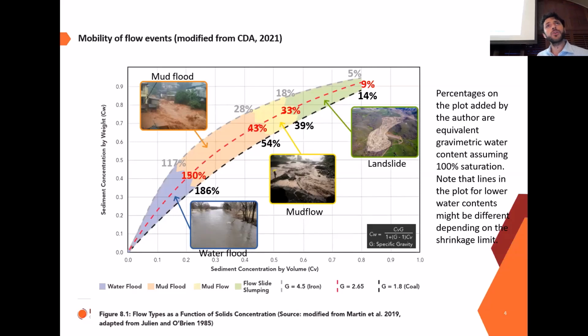You just need to be careful when you look at this plot, because it does not take into consideration the shrinkage limit. When you have a soil that is losing water, you have a reduction in volume, but that only happens up until the shrinkage limit. After that point, the soil will stop reducing its volume. So what I'm suggesting here is that you need to tread carefully in the upper portion of that plot, because the behavior of the soil might change depending on your shrinkage limit.